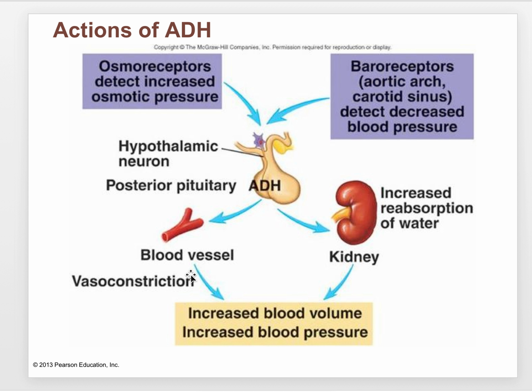Here's a diagram that shows actions of ADH. Here's ADH on the pituitary. It affects the blood vessel. It causes vasoconstriction of the blood vessel. ADH affects the kidneys to reabsorb more water. The net effect of all this is increased blood volume and increased blood pressure.